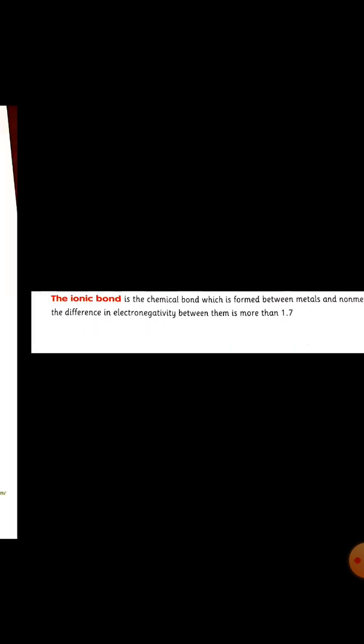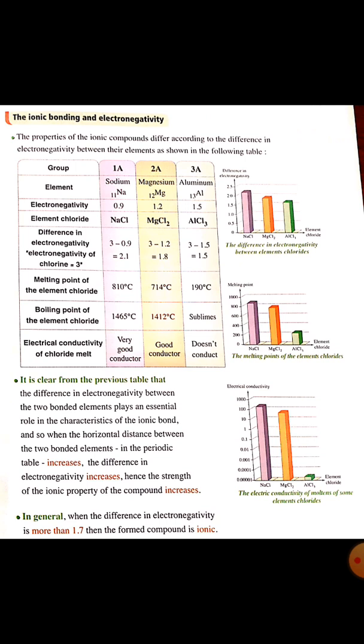In addition, look here. Sodium chloride is a very good conductor of electricity, while magnesium chloride is just a good conductor. Look here, as the difference in electronegativity between the two elements that form the ionic compound increases, the ionic properties also increase. This is why sodium chloride is a very good conductor of electricity, while magnesium chloride is just a good conductor.